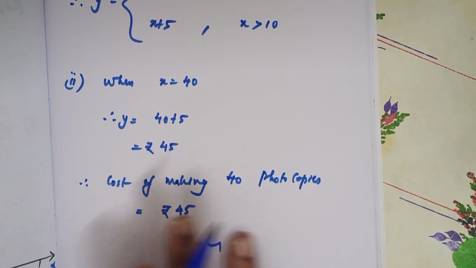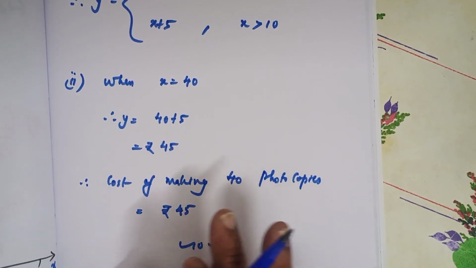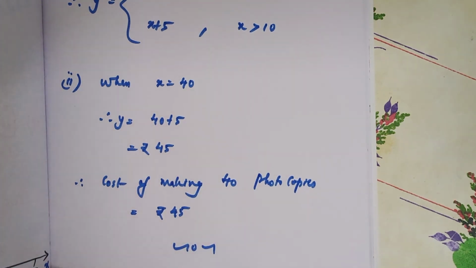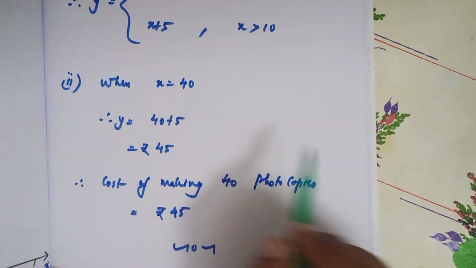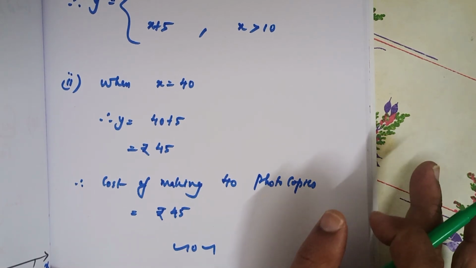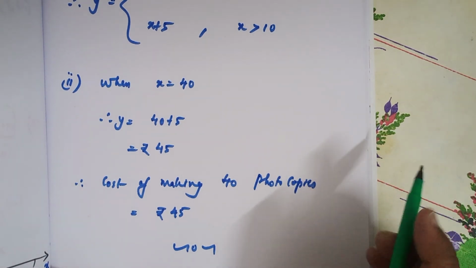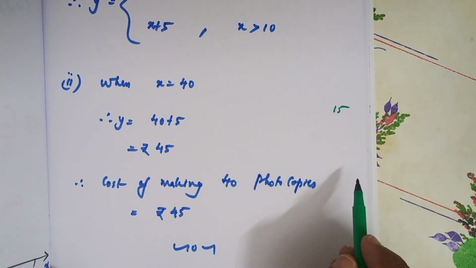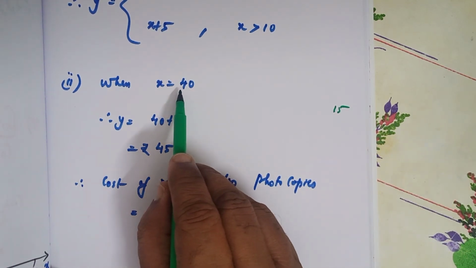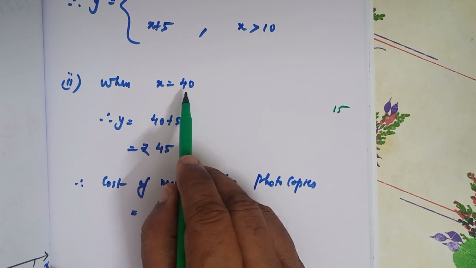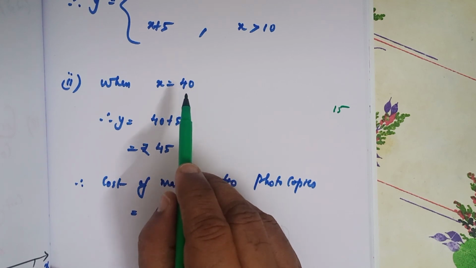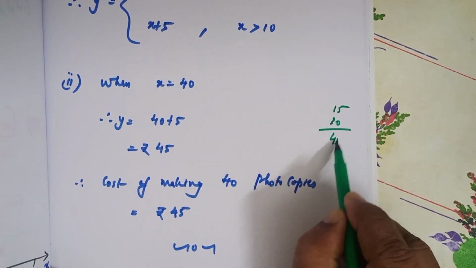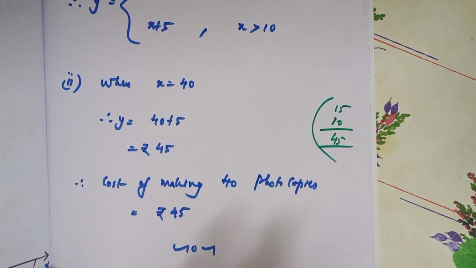This is the correct answer. Book answer is wrong. This is the correct answer. We can verify now. See, out of 40 copies, first 10 copies, each page 1 rupee 50 paise. So 10 into 1.50 is equal to 15 rupees. So first 10 copies over means remaining 30 copies. For remaining 30 copies, for each and every page 1 rupee. 30 into 1, 30. 30 plus 15 is equal to 45. 45 is the correct answer.